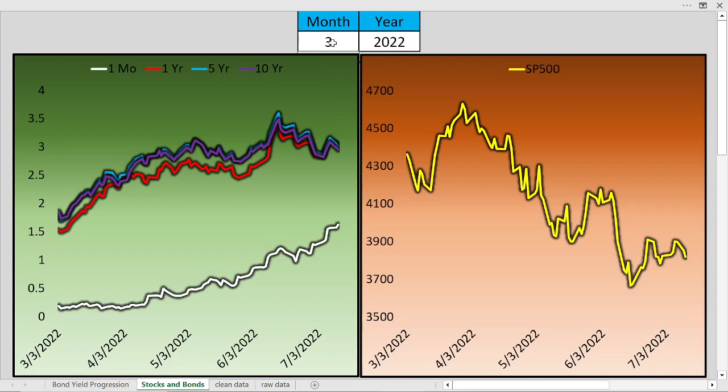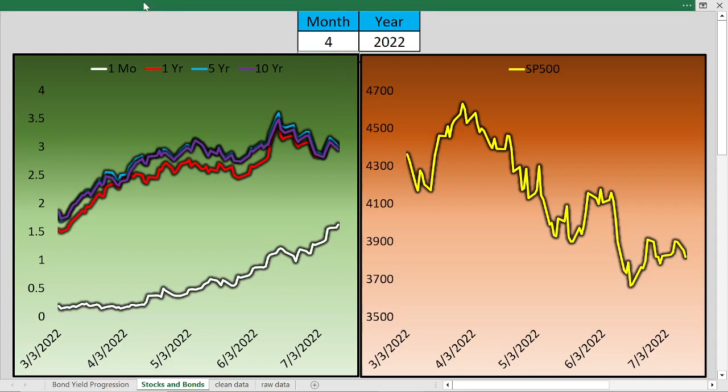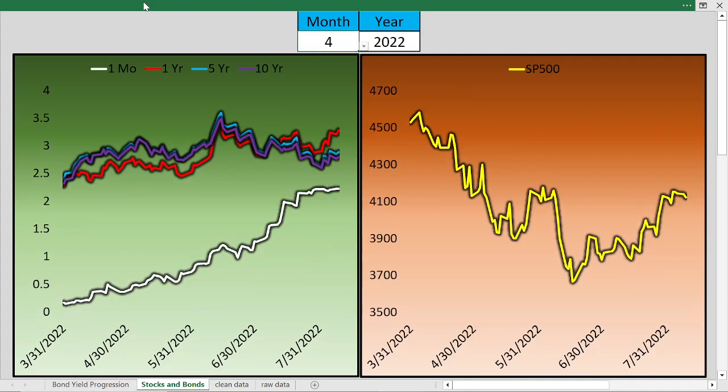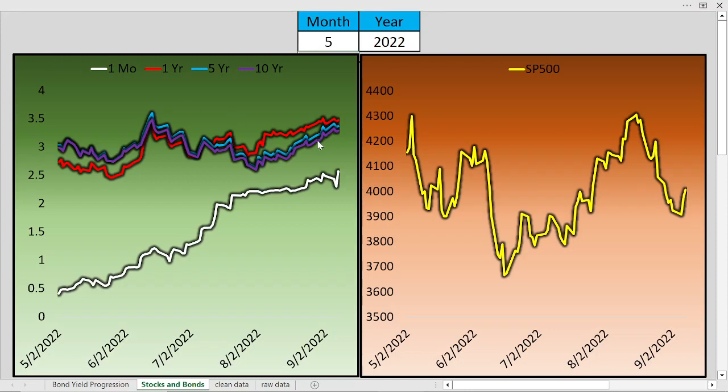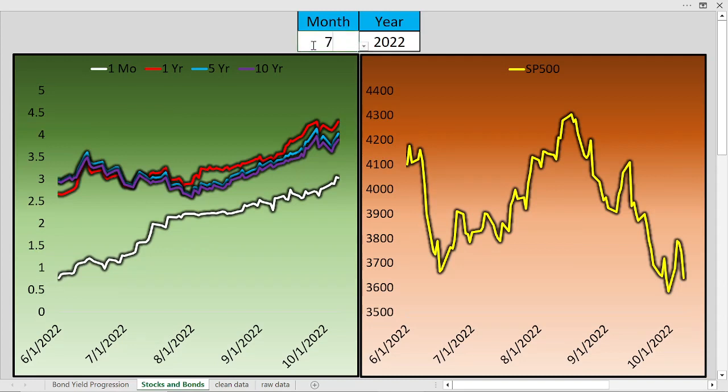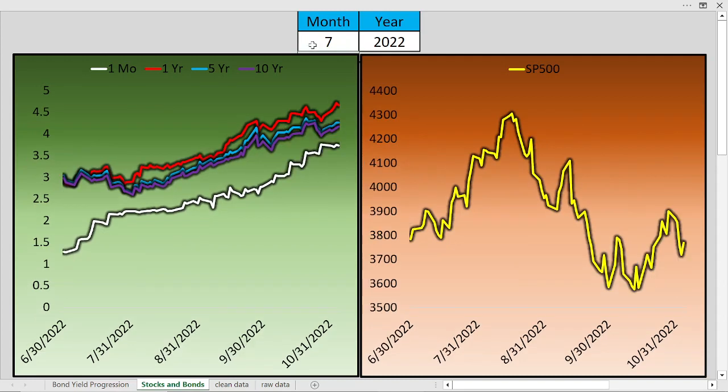Notice what happened to the white line. It still continues higher. April, charging higher. May continues to charge higher. The other maturities are pretty much locked in a trading range. The 1 year, the 5 year, the 10 year. All the action is in the short term. We're approaching the inversion. June and then July. Notice now the 1 year, the red line, is above the 5 year, above the 10 year. We have an official inverted bond market.